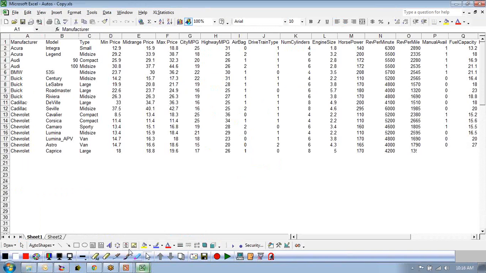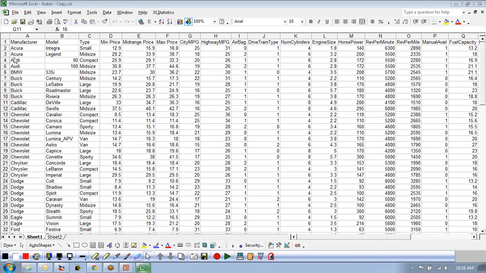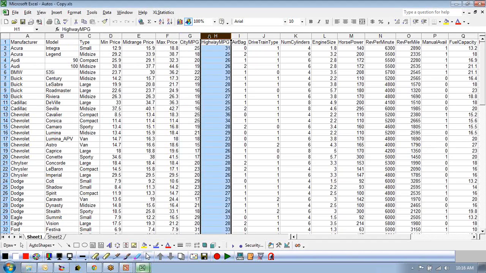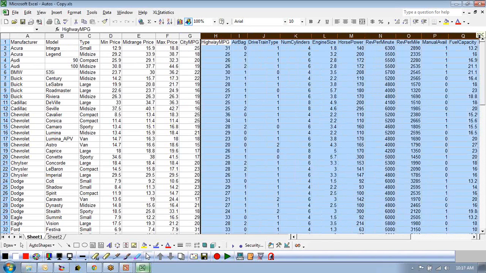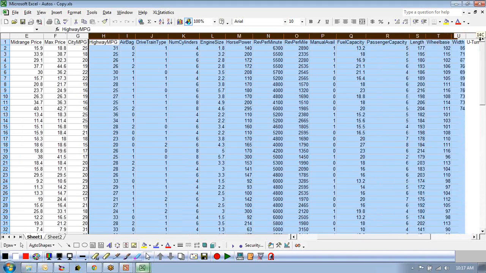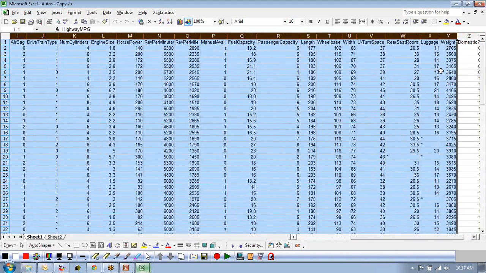Let me go to the file. Here's the file right here. You can see there's lots and lots and lots of things in here. But to use Excel Stats' NNUM function, we're going to just select all of these. And you'll see, I think that this is going to be helpful. I'll just select columns H through Y.